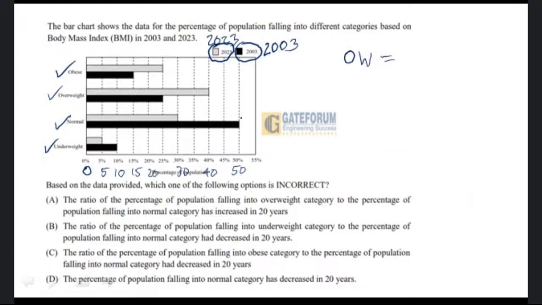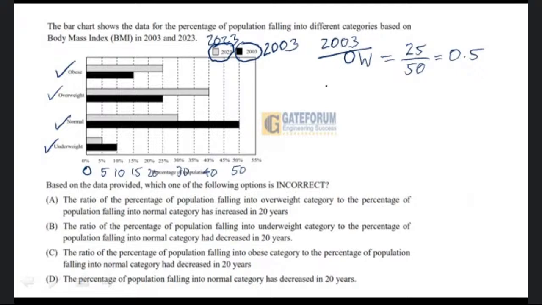Let us calculate in 2003 first. That's the black one first. So that is 25, and to the percentage of population falling in the normal category, so these are the two, 25 to 50. So that would be 25 is to 50. That is the ratio, which is half, that is 0.5.